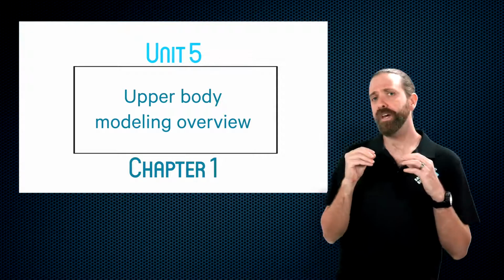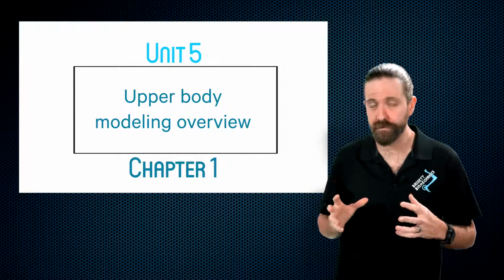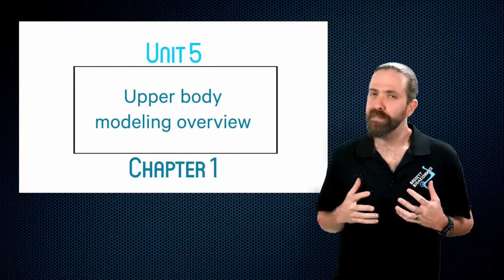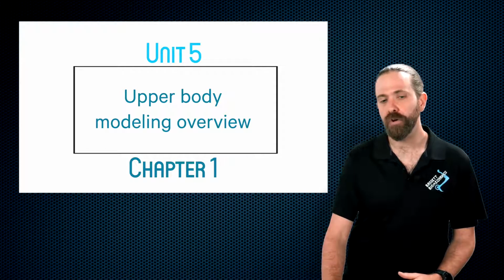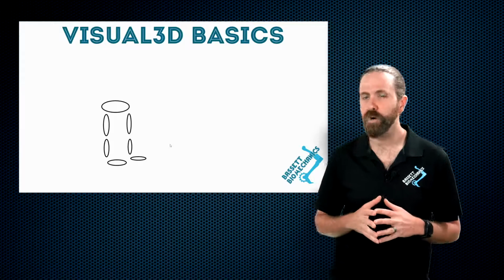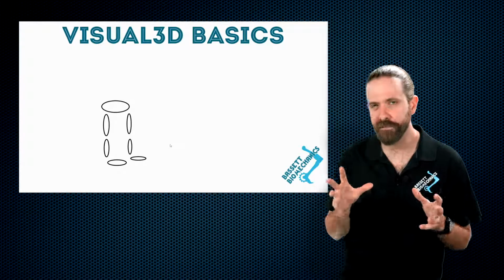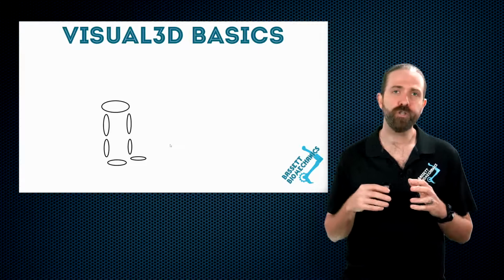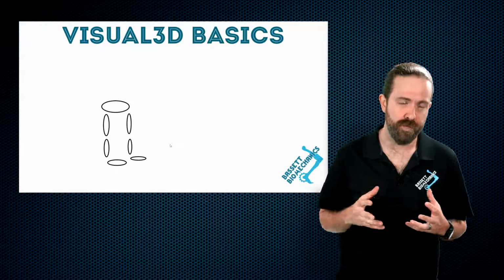In this unit, we are going to be picking up our conversation on modeling in Visual 3D again. So in the first unit of Visual 3D Basics, we focused on creating a model of the lower body. So pelvis, thigh, shank for right and left sides. It was an introduction to modeling in Visual 3D. It showed you some key features, and hopefully you're able to start developing your own biomechanical models using these principles.